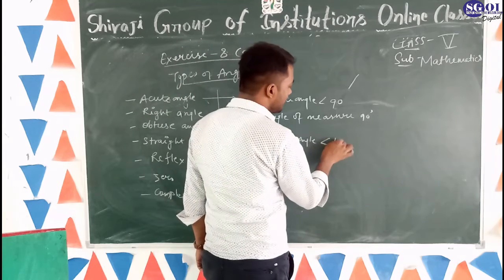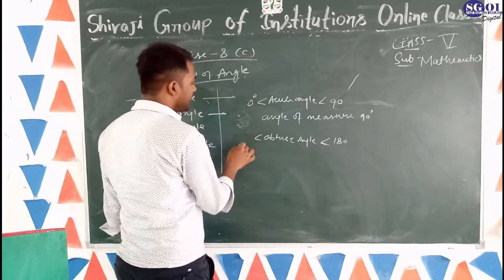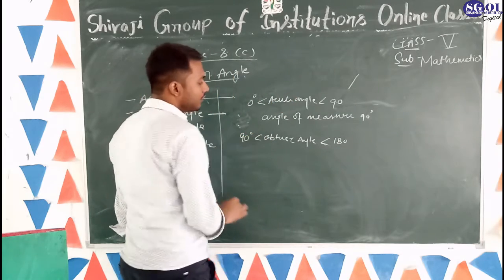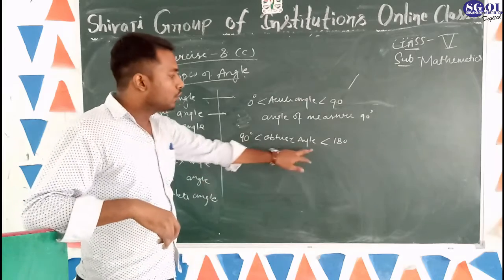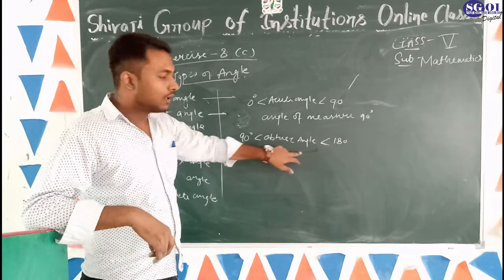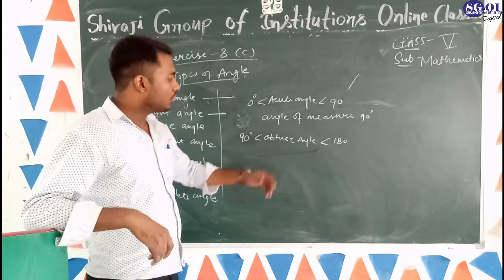An angle which is less than 180 degrees and greater than 90 degrees is called an obtuse angle. It means from 91 degrees to 179 degrees, all the angles between these points are obtuse angles.